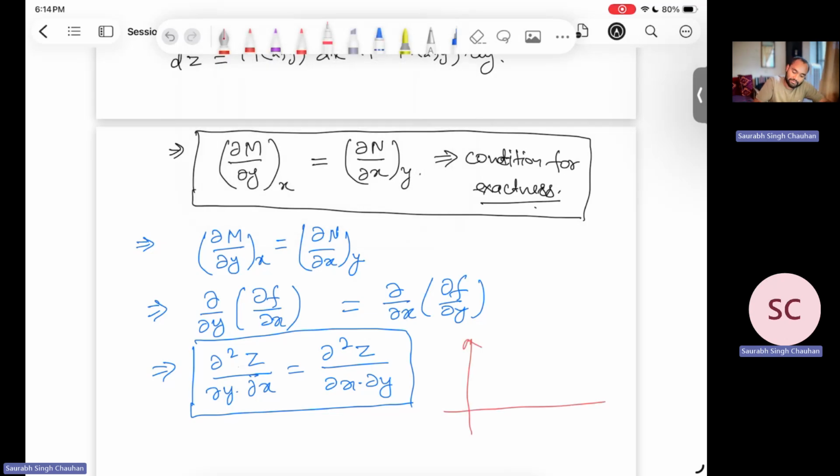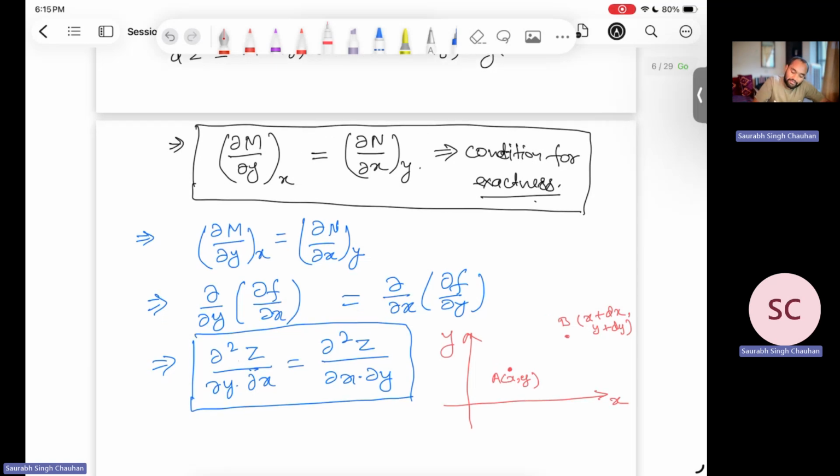Let us say this is our xy plane, and there is some quantity z. z will have some value at this point. This is point A. At this point, the coordinates are x and y, so z will have a certain value. At another point, point B, the coordinates are, let us say, x plus dx comma y plus dy. The x and y values have changed, so the value of z will also change.